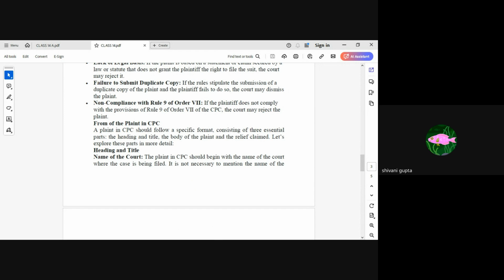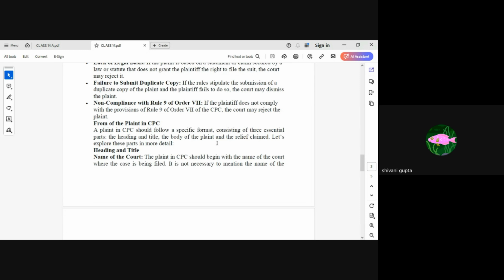So the plaint in the CPC plays a very crucial role, and you have to be very particular about what you are laying down in the plaint, what aspects you are mentioning there, what the format is, and what things you are relying on for seeking relief from the court. There is a particular format: the plaint consists of three essential parts. Number one is the heading, followed by the title, the body of the plaint, and the relief that is being claimed by the plaintiff. We will discuss all these parts in detail one by one.